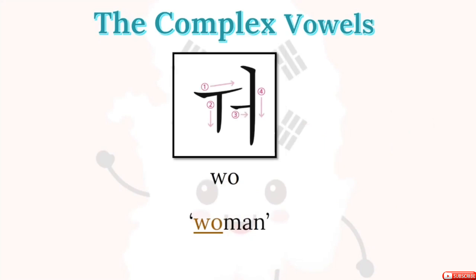Wa. It's a combination of oo and ah. Wa, yes. It sounds like the word woman, wa. Oo plus ah, wa. One more time. Wall. Yes, wall. Okay, next one.